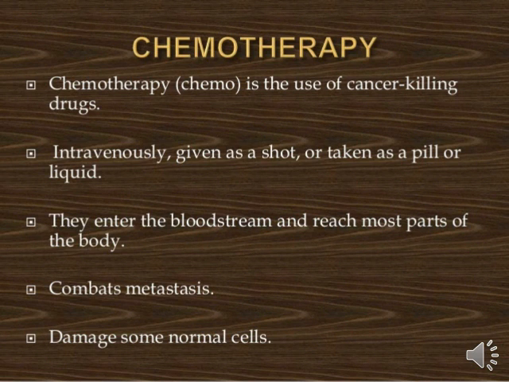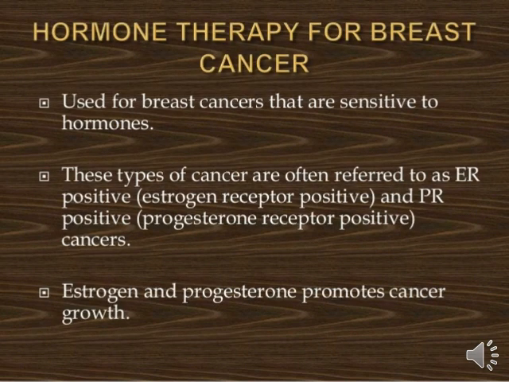Now next is hormone therapy for breast cancer. It is also a very important kind of therapy for breast cancer and breast tumor, used for breast cancers that are sensitive to hormones. This type of cancer is often referred to as ER positive, estrogen receptor positive, and PR positive, progesterone receptor positive cancer. So estrogen and progesterone promote cancer growth.